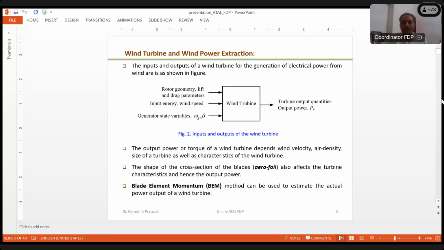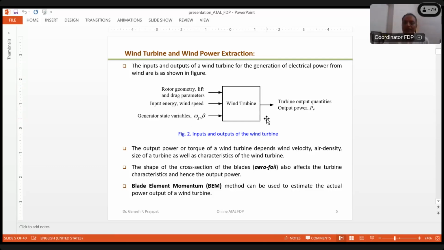Although I am not going deep into the design of the blade, a wind turbine takes the rotor geometry, that is lift and drag parameters, which are obtained from the testing of an aerofoil or the blade, and then the input energy in terms of wind, and then the generator speed, or I mean turbine speed, as well as the pitch angle. Pitch angle is the angle of the blade with respect to the flow of air. So that exactly gives the pitch angle. So this pitch angle control is also very much important.